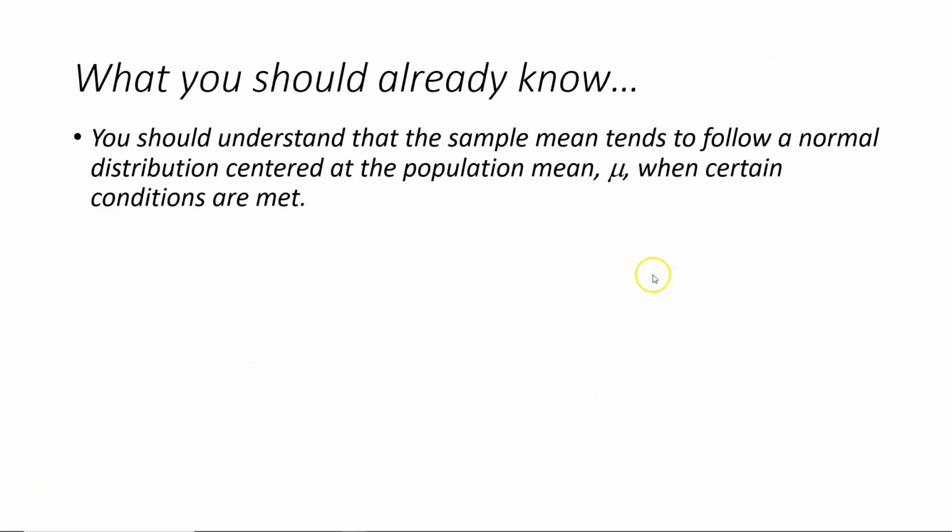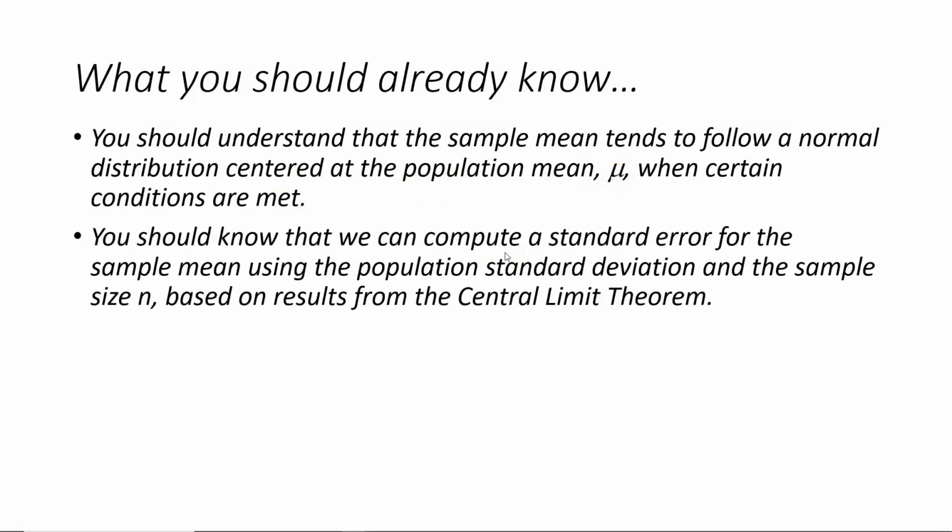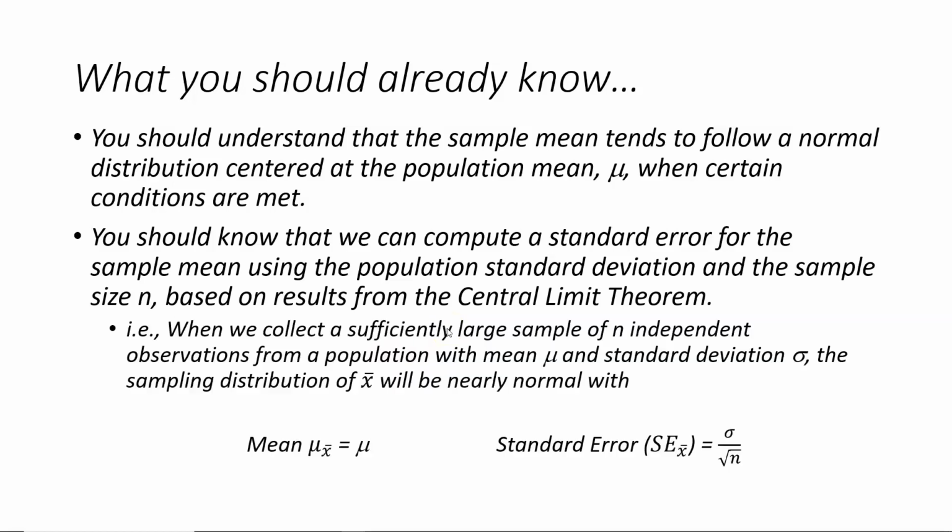Before watching this presentation, you should already understand that the sample mean tends to follow a normal distribution centered at the population mean value of mu when certain conditions are met. You should also know that we can compute a standard error for the sample mean using the population standard deviation and the sample size n based on results from the central limit theorem. And I've gone ahead and reproduced those results from the central limit theorem down below.